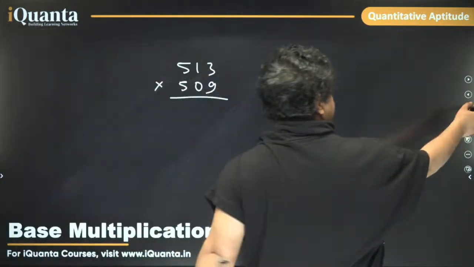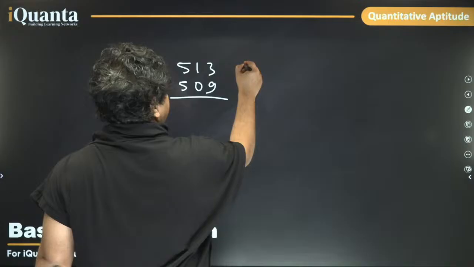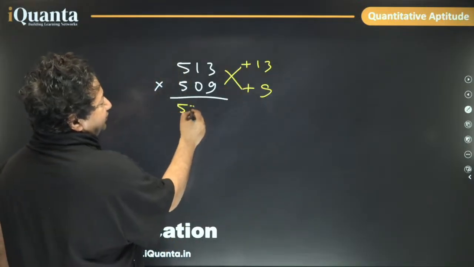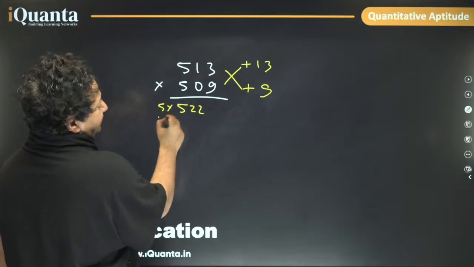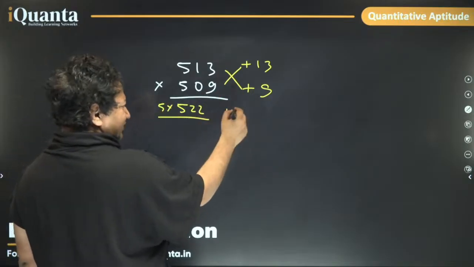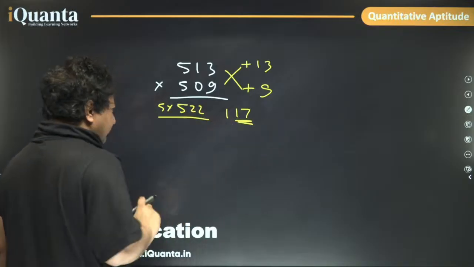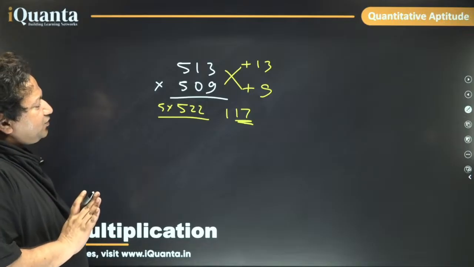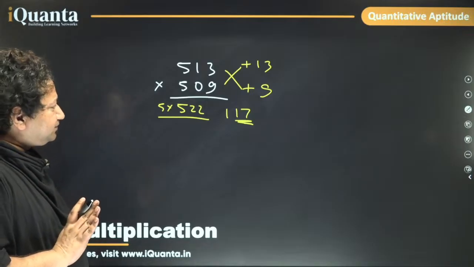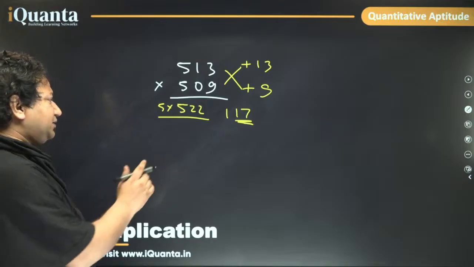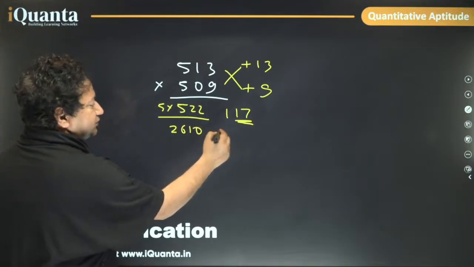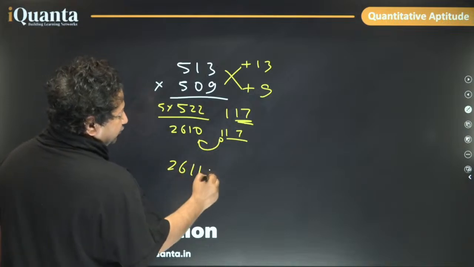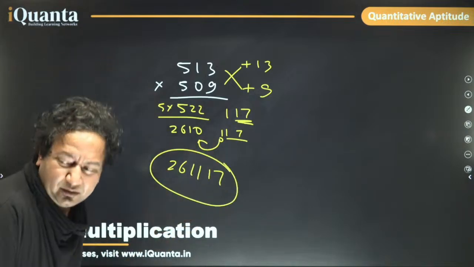What's the base here? It's 500. So this is 13 more, this is 9 more. Let's add that up. So we have 522 multiplied by 5. Obviously, we need to do that. 13 9s are 117. 17 will stay, 1 will be carried forward. Okay, cool. What is 522 into 5? 2500, 2600, 2610. 17 remains, 1 goes here. So we have 261117. That's what we will have now.